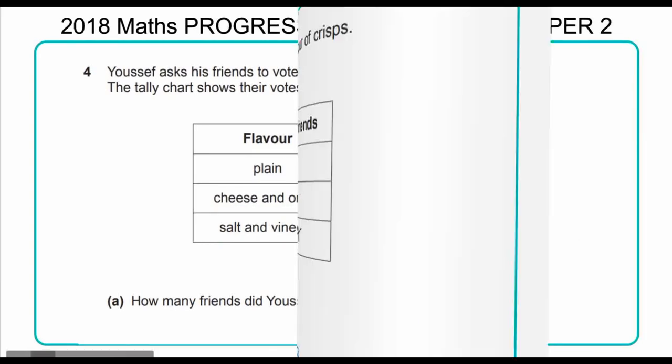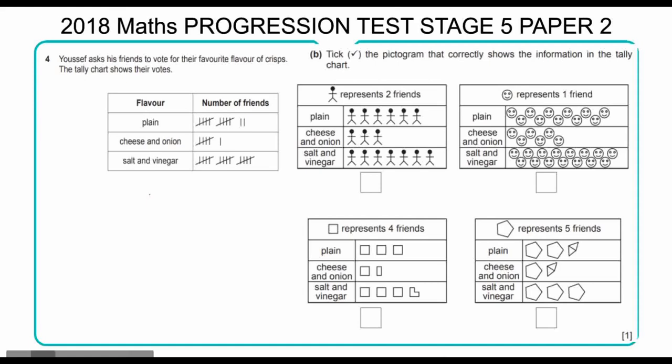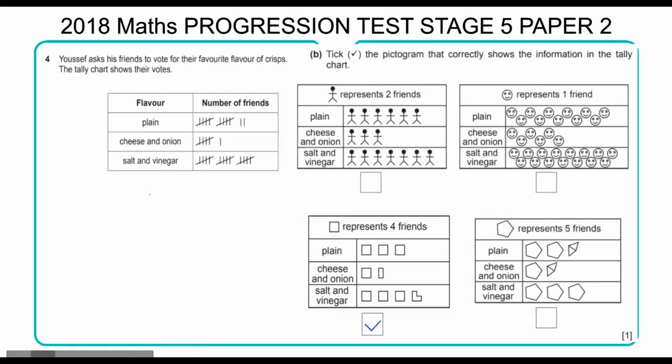Next, still number 4, that is question B. Tick the pictogram that correctly shows the information in the tally chart. 10 seconds. Let's reveal the answer.